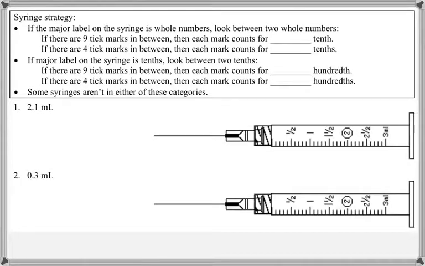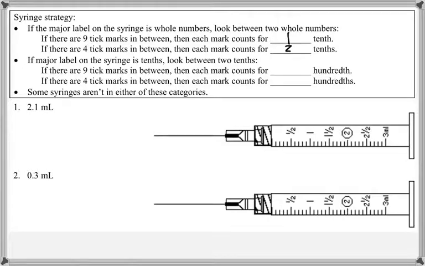This chapter is on syringes, and we're going to be marking these syringes to indicate where we're filling them up to. So we need to know what each tick mark stands for. And there's kind of a general strategy for this. If the major label on the syringe is whole numbers, then look between the two whole numbers, and if there are 9 tick marks in between, then each mark counts for 1/10. If there are only 4 marks, then each one counts for 2/10.